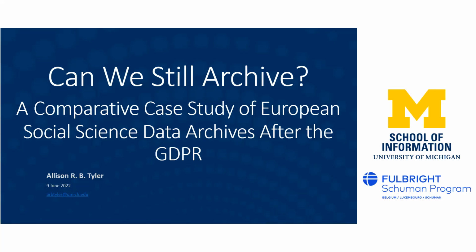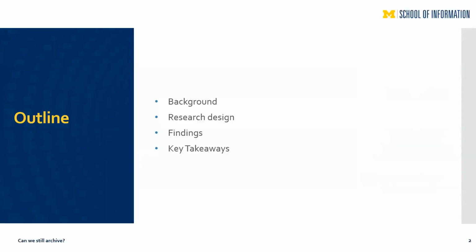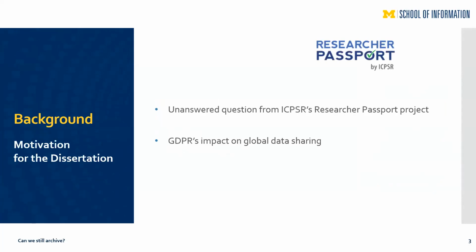All right, so thank you very much for that introduction. As she said, my name is Allison Taina. I'm a sixth-year PhD candidate at the University of Michigan School of Information. I will hopefully be defending my dissertation later this summer, which will be really nice. So today I'll be presenting to you just a small portion of my dissertation research. What I'll be going over today is a brief description of the background of this project, my research design, some of the more significant findings, and the key takeaways.